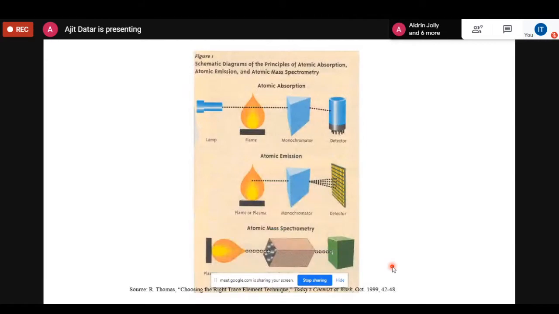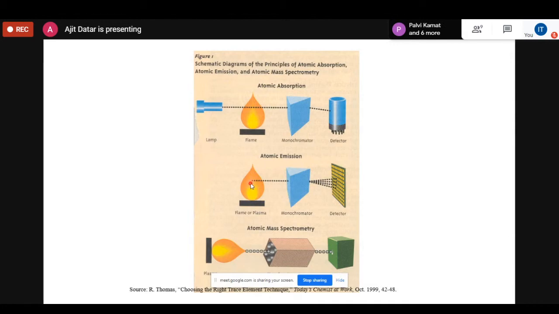So this is again the same thing. You can see here we have a hollow cathode lamp, a flame, you have a monochromator which will separate the radiation, and you have a detector which will sense one particular element at one time. Well, when we have ICP, we don't require a lamp source, because the sample itself acts as a source, because in any spectroscopy you require a source of radiation. Your sample itself acts as a source.